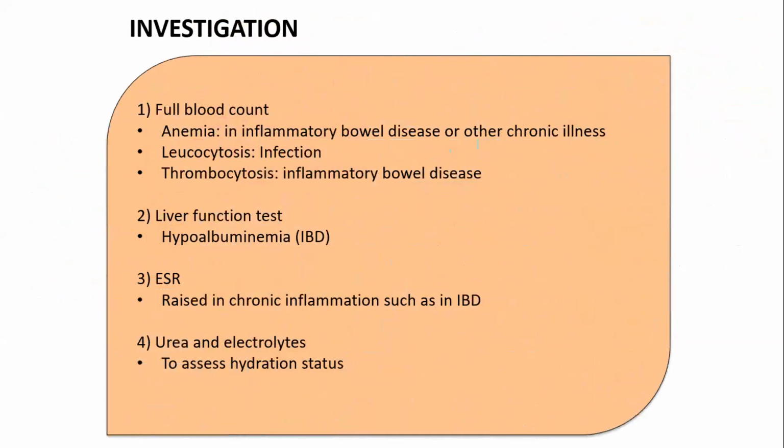For investigation, you can do a full blood count. You might detect anemia in IBD or any other chronic illnesses. Leukocytosis will be present in infection. In IBD, you can also find thrombocytosis. You can also order a liver function test. You can find hypoalbuminemia in IBD. And in IBD, you can also find an increase in ESR level because it involves inflammation. And RP to assess hydration status.